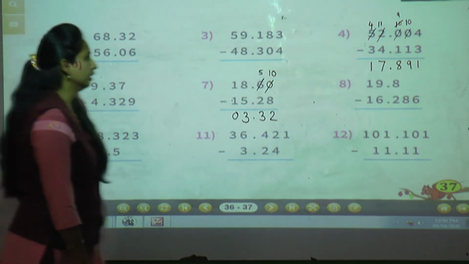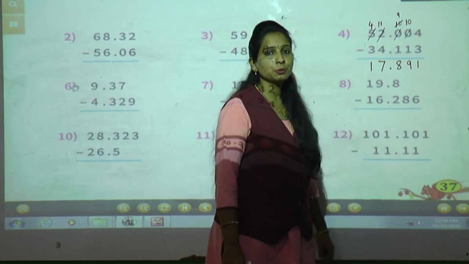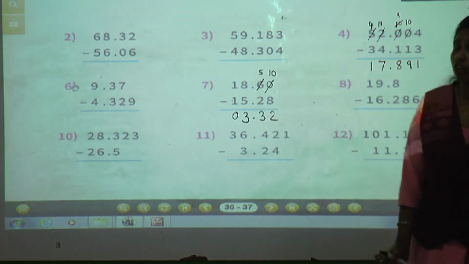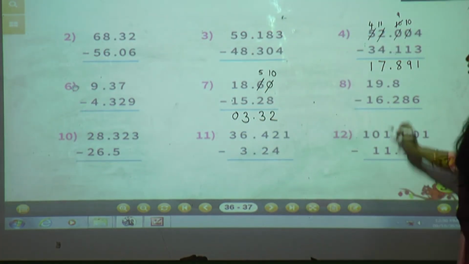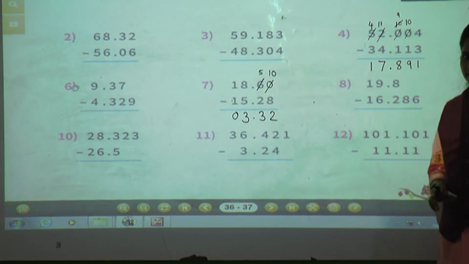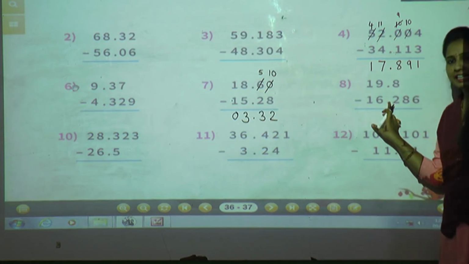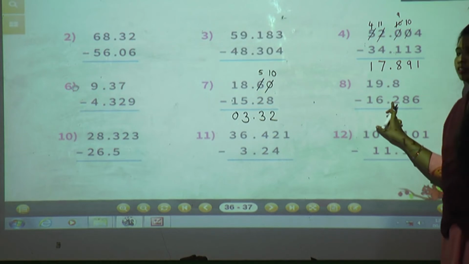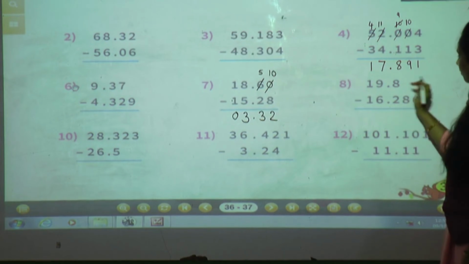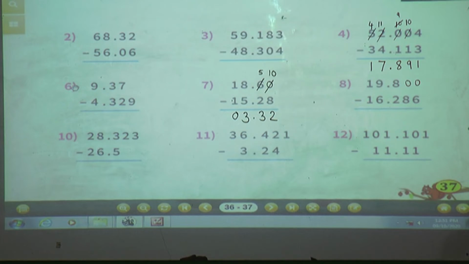Now see the 8th one. See 19.8, 16.286. Now here also both the numbers are not like decimals, isn't it? Here one decimal place is there, here 3 decimal places are there. So first we need to change into like decimals. So what you have to do? To change into like decimals, just add the zeros. 3 digits, so your 1 digit is there, add 2 zeros. Isn't it? Now we can subtract.